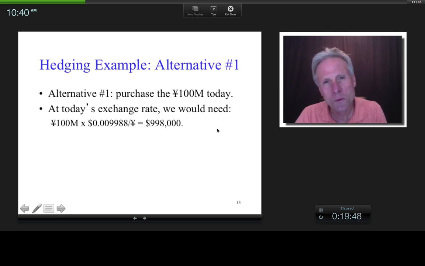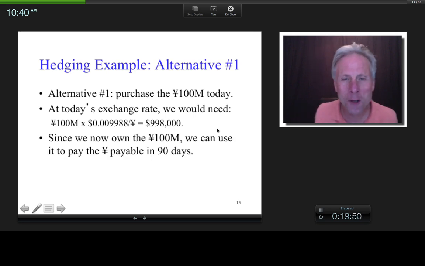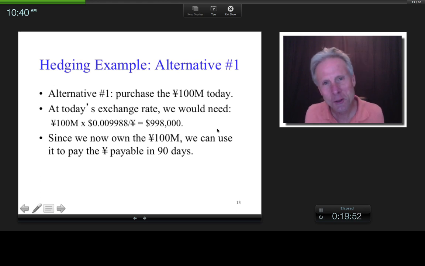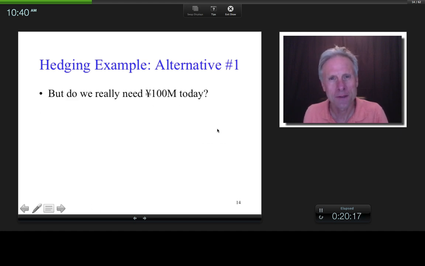And so my question is, well, all right, if I now own the 100 million yen today, can I use that to pay what I'll owe in 90 days? I can, right? But let me ask you this. If I got the 100 million yen today, what would I do with it? Would I put it under my mattress, my corporate mattress? I wouldn't, right? I mean, that wouldn't be very smart, right? So the question is, do I really need the whole 100 million yen today?